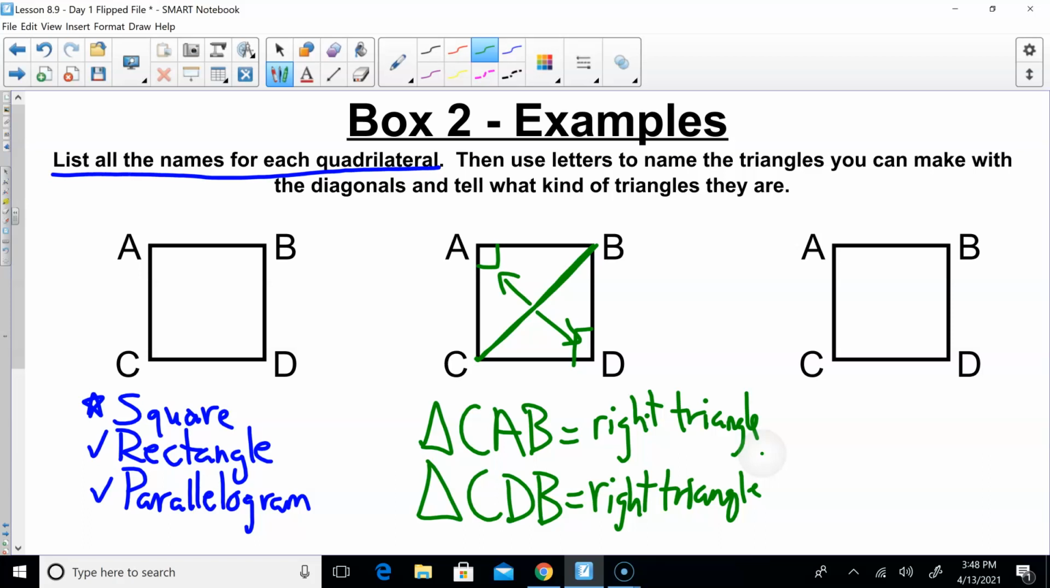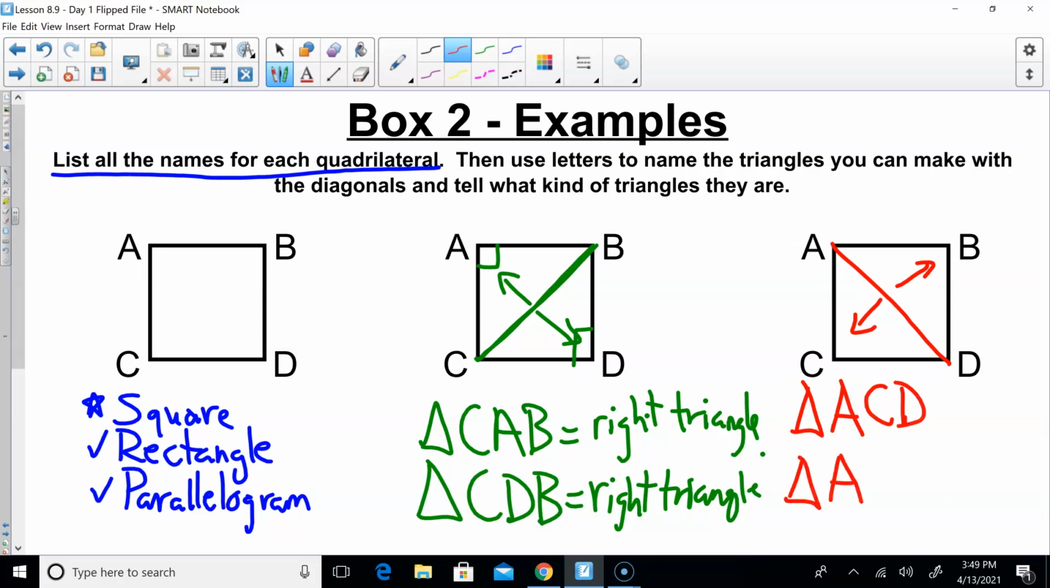And now we're going to do the same thing, but from the other direction. Instead of going from C to B, we're going to make our lines from A to D to divide this in half. And now we're going to write our triangles. Remember, whatever's the opposite letter goes into the middle. So we start with A, so we have triangle ACD and triangle ABD.